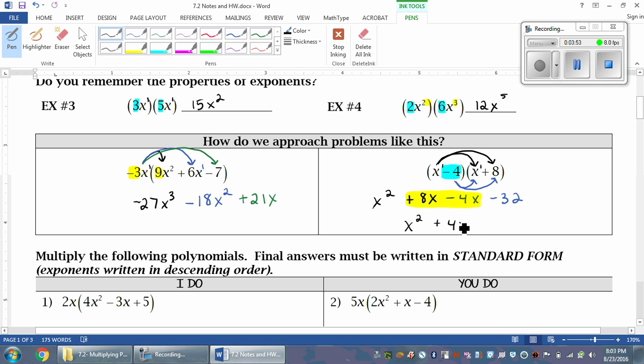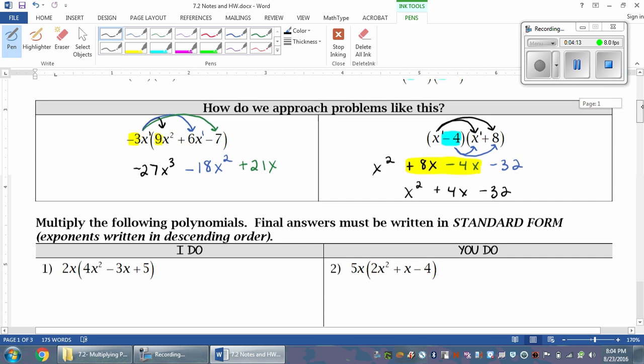Remember, when we are combining like terms, we do not change the exponent. Here we had to add the exponents because we are multiplying. When we're just adding and subtracting, so combining like terms, we do not add the exponent. We keep the exponent the same. Minus 32. All right, so now we're going to do some practice.